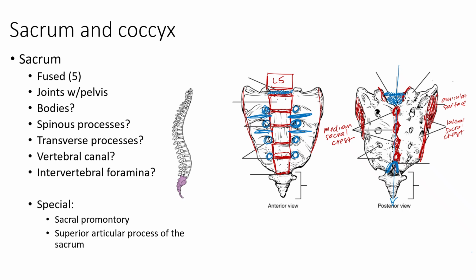Okay? You have 2 special features, and I need to erase some stuff to really be able to show you some of the stuff up top here. All right, so you have a sacral promontory, which is going to be this ridge area over here where it's all sticking up. And then you have your superior articular processes as well, and those are these bumps right there. These form facet joints with L5.